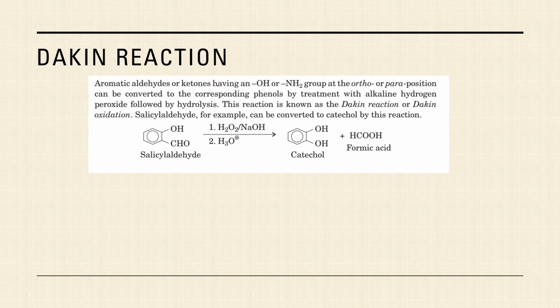Dakin reaction is a reaction in which an aromatic aldehyde having OH and NH2 at a group ortho or para position is converted to corresponding phenols by treatment with alkaline hydrogen peroxide. आपने लिया salicylaldehyde, H2O2 NaOH के presence में you will get catechol because the CHO turns into OH. Okay, और formic acid आपको मिल जाता है.